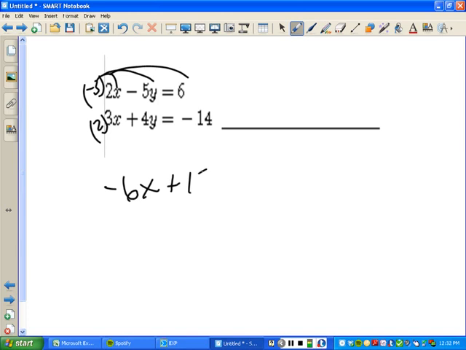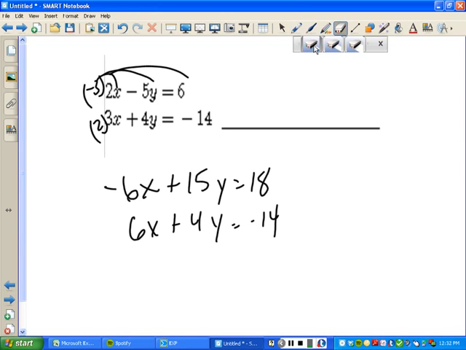-6x plus 15y equals 18. 6x plus 4y equals -14. Isn't it 8y? Thank God. And -28? No. Yes. It's 8y and negative 28 and negative 18. I jacked that up all good. I'm sorry. Negative 28 and 8y. I apologize. Add straight down.